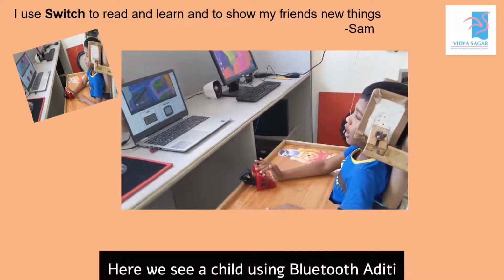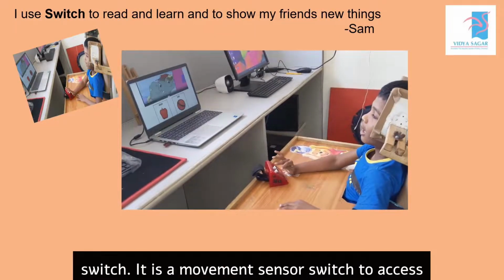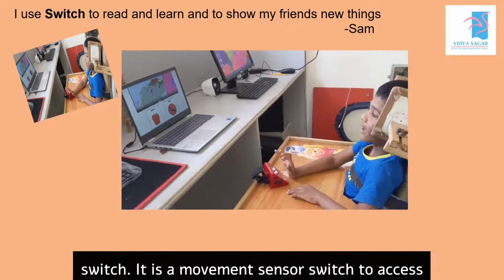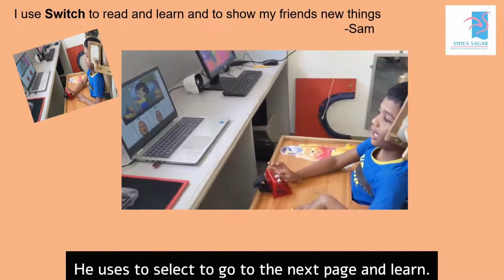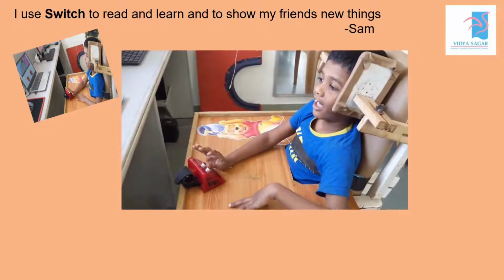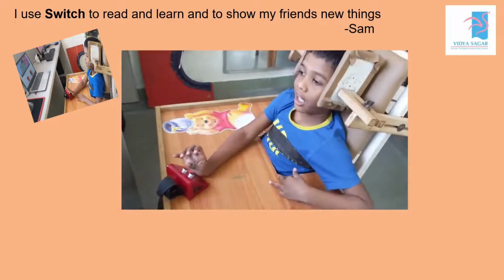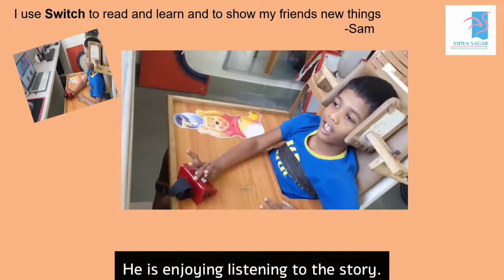Here we see a child using Bluetooth Aditi switch. It is a movement sensor switch to access the system. He uses it to select to go to the next page and learn. He is enjoying listening to the story.